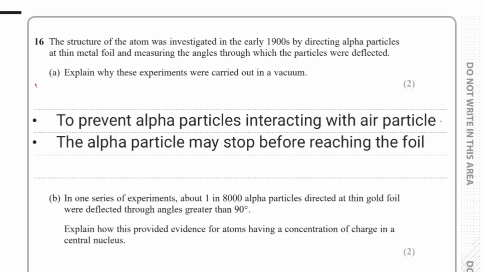This is our answer, and the alpha particle may stop before reaching the foil, so we need to be careful about it. That's why it was carried out in a vacuum. Next one, number B. In one series of experiments, about 1 in 8,000 alpha particles directed at thin gold foil were deflected through angles greater than 90 degrees. Explain how this provided evidence for atoms having a concentration of charge in a central nucleus.